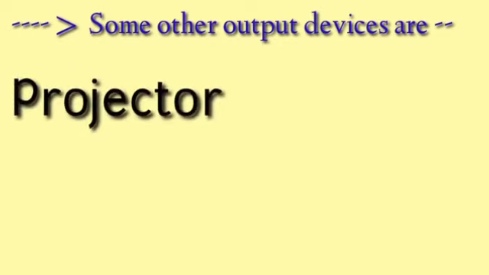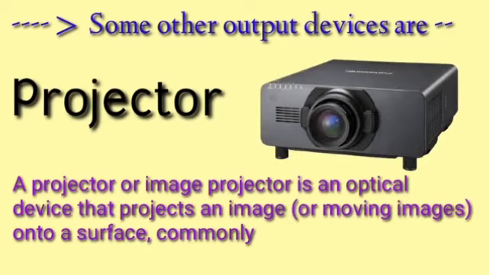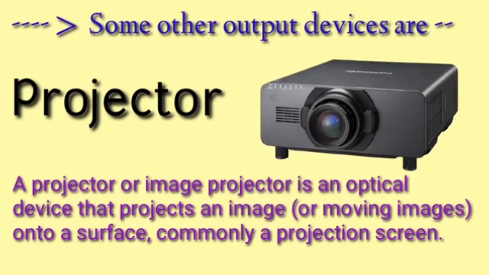Moving forward, the next output device is the projector. You can see the image on the screen. An image projector is basically an optical device that projects or shows the image onto a surface, commonly a projector screen. So you can display the details of your computer. If you're working on a laptop and you want to display those things, to create the image on a simple screen or a particular surface, you can take the help of a projector.